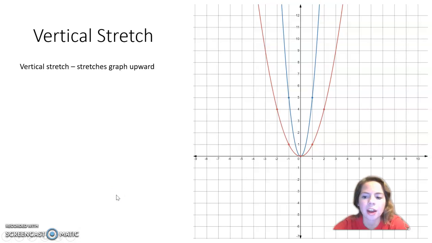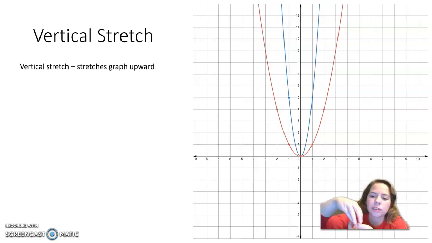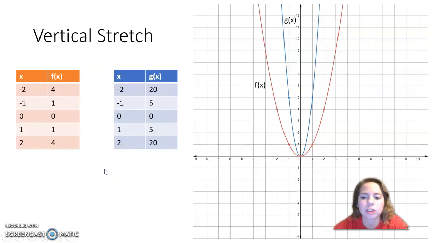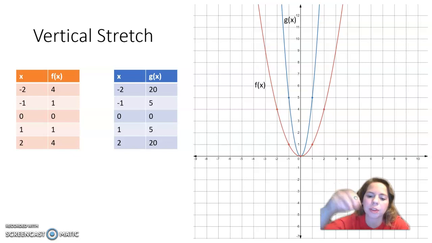Taking a look at our very first problem, it's a vertical stretch. You might be noticing on here, the red graph is our original, and the blue graph is going to be our transformed graph. Hopefully you're noticing it seems like the red graph got stretched upward, pulled upward. So that's what we call a vertical stretch. We're stretching it upward or pulling it upward there, just like picture sometimes a rubber band getting pulled up.